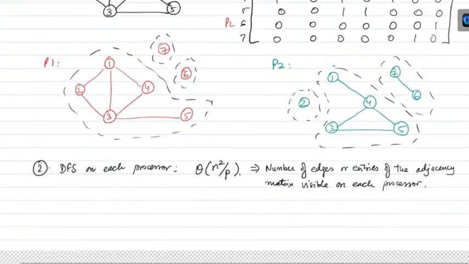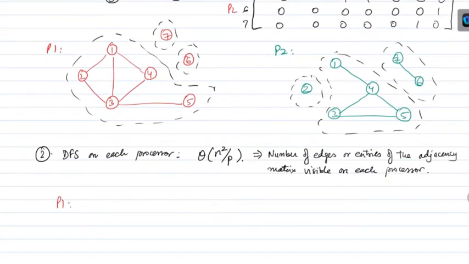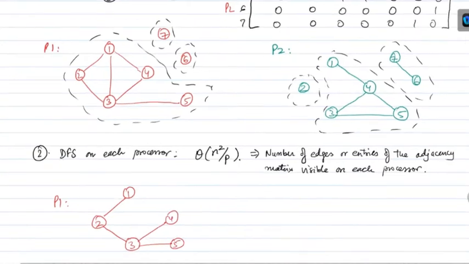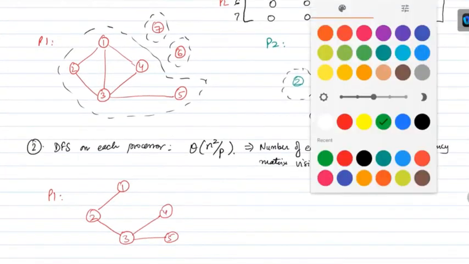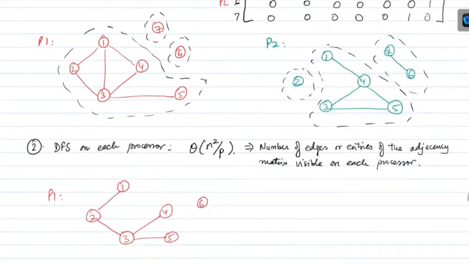So let's build a DFS. On P1, the DFS may look something like this. You have this vertex 1, vertex 2, 3, 4, and 5, right? That's a DFS tree on P1. Sorry, I also have to keep track of 6 and 7. So this is the DFS forest.